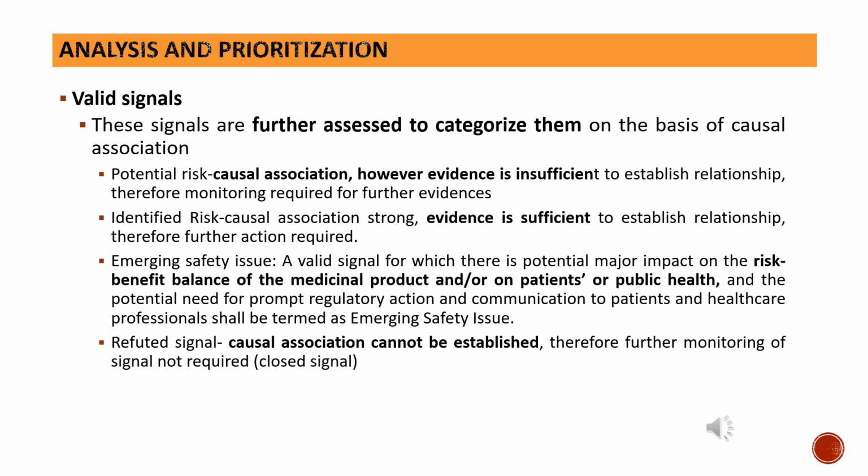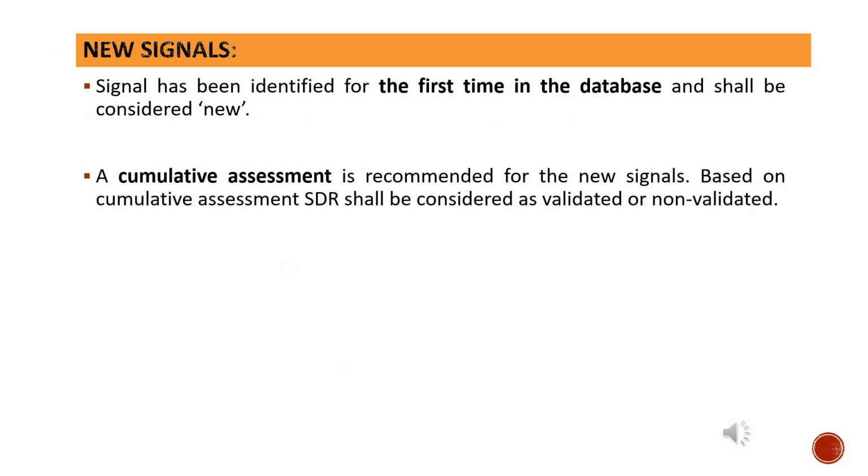And finally, there may be a refuted signal following the signal validation step. These are closed signals for which causal association cannot be established. So this is the overall analysis and prioritization stage. Now there might be some signals which are new, that is, they are identified for the first time in any of these databases. We generally consider these as new as far as the definition is concerned. So for new signals, a cumulative assessment is recommended.